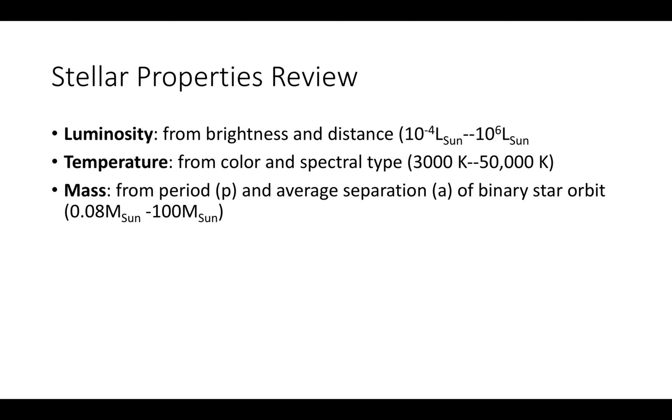So in review, we talked a little bit about luminosity, how it's determined from brightness and distance. We talked about temperature from color and spectral type, and you can kind of see the temperatures of stars vary. And then we have mass, which I didn't really talk about in depth because there's some math in there and I didn't really care for it. But you do need 2 stars or a star in a binary system.